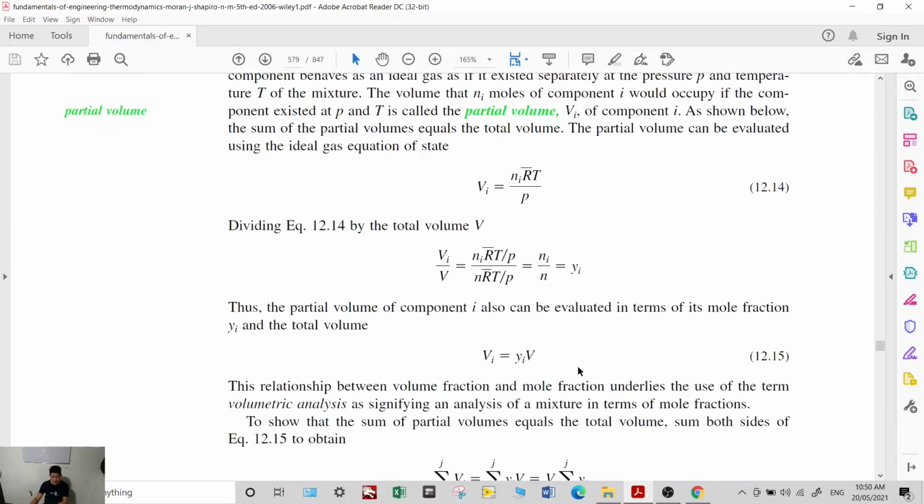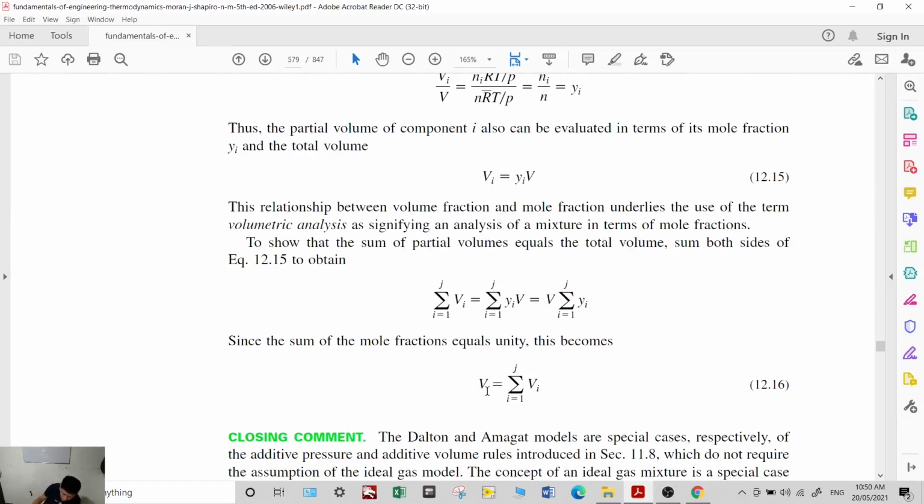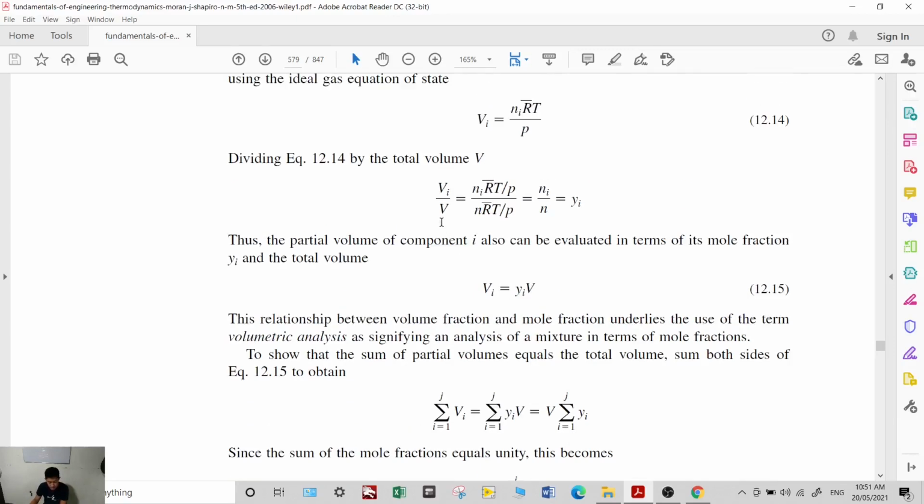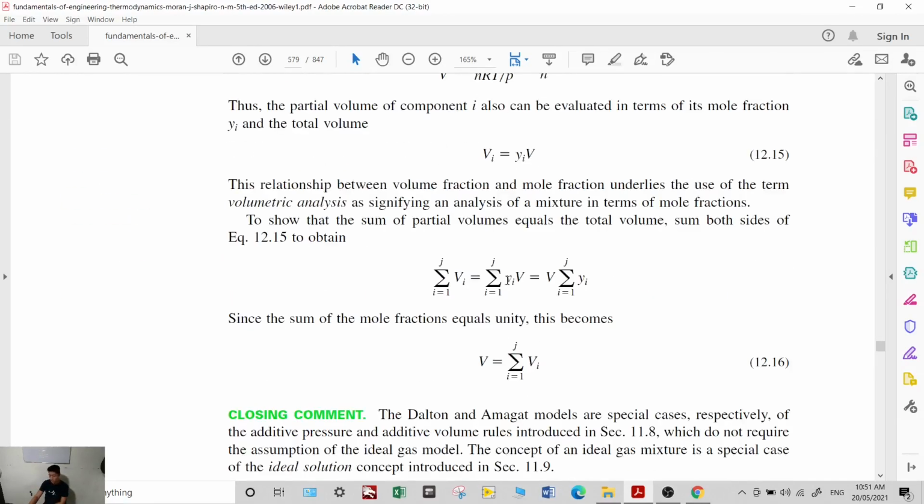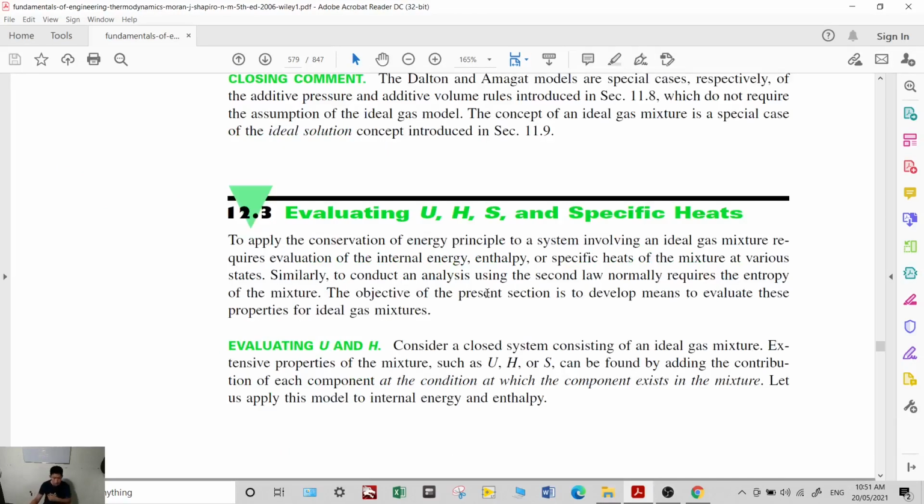Okay, so for the Amagat model, again, the total volume is just equal to the summation of the volumes of the individual components. The volume of component 1 divided by the total volume is equal to the mole fraction, so you can get the volume of a component by multiplying the total volume by its mole fraction. We will use these models later on. Next, evaluating the internal energy, enthalpy, entropy, and specific heat.